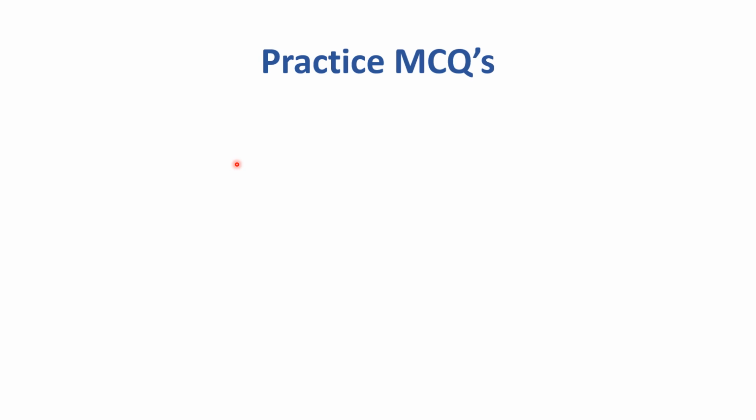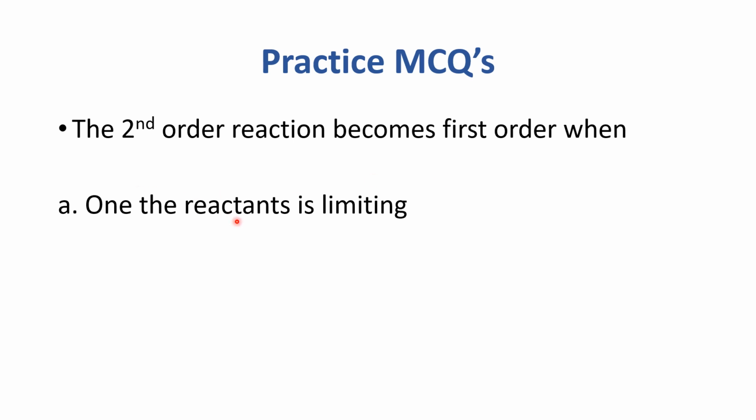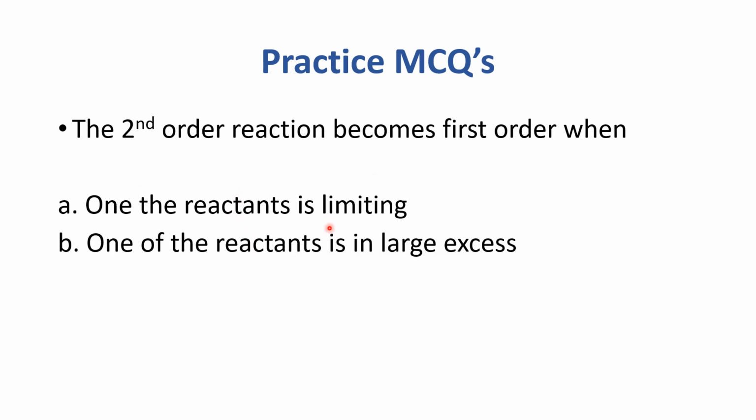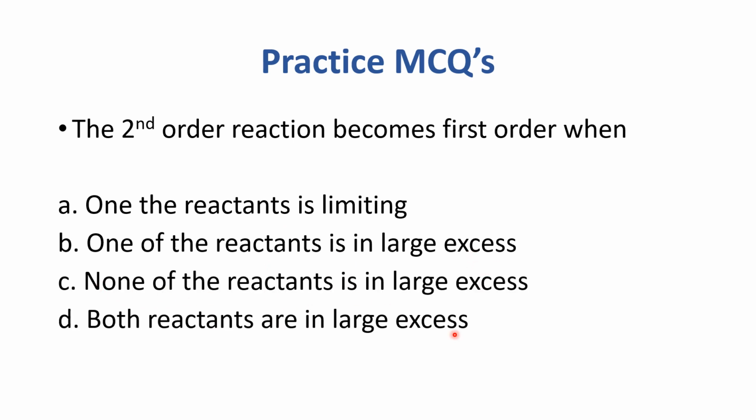Here we have a practice MCQ: the second order reaction becomes first order when one of the reactants is limiting, one of the reactants is in large excess, none of the reactants is in large excess, both reactants are in large excess. So the correct answer is when one of the reactants is in large excess. It is basically a pseudo first order reaction.